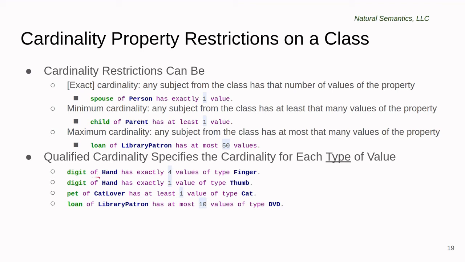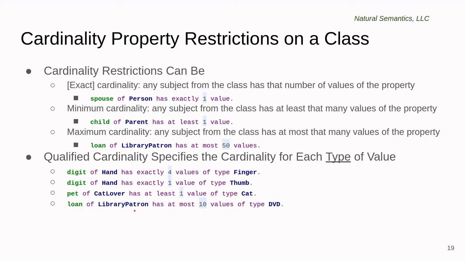So for example, digit of hand has exactly 4 values of type finger. Digit of hand has exactly 1 value of type thumb. This illustrates that we are saying how many values from each of these different classes. Pet of cat owner has at least 1 value of type cat. So a cat lover might have other pets that are not of type cat, but in order to be qualified to be a cat lover, they're expected to have at least 1 pet of type cat.